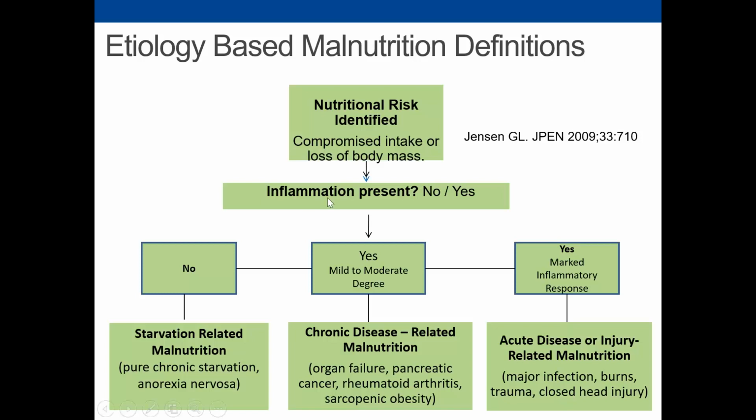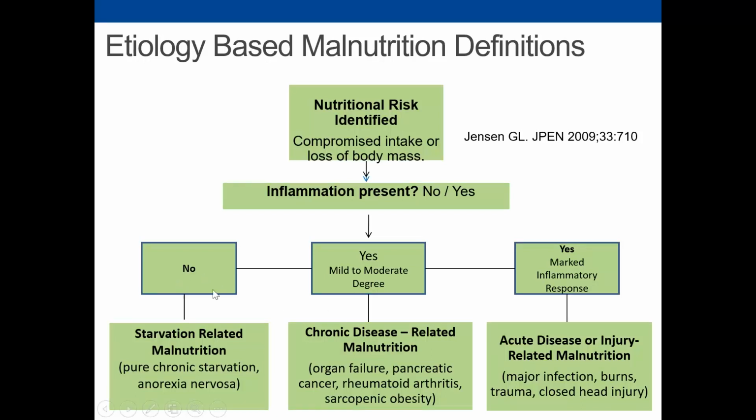And essentially, nutrition risk would be identified through a screening process, and then the assessment of inflammation would be the next step. And then determining the etiology of an individual's malnutrition would be based upon whether inflammation was present, and if so, was it a mild to moderate degree, which then would be chronic disease related malnutrition, or if a really heightened, very severe inflammatory response was present, then it would be acute disease or injury related malnutrition.